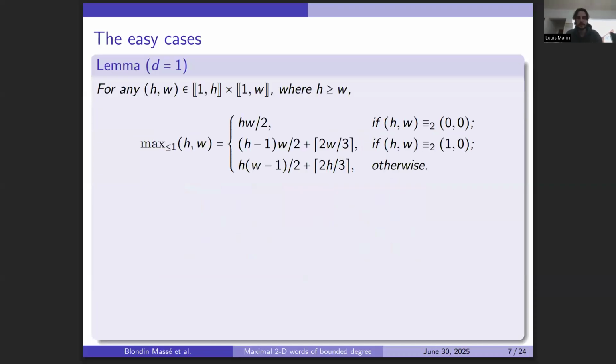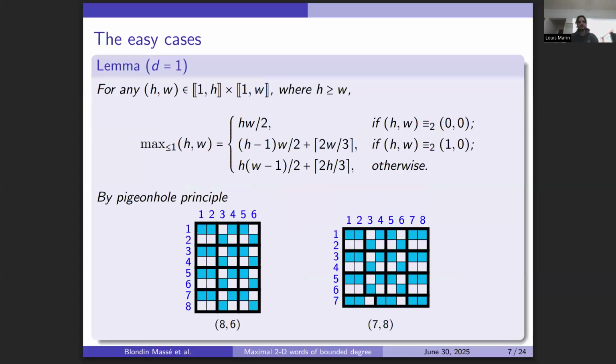The other easy example, which is pretty much the same thing, is for d equals 1. It's a bit more elaborate maybe, but it amounts to the same idea, that we can always reach those values of maximal area, and you can see that they depend on the parity of h and w.